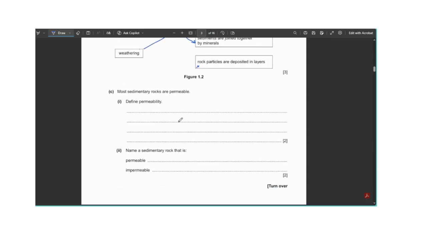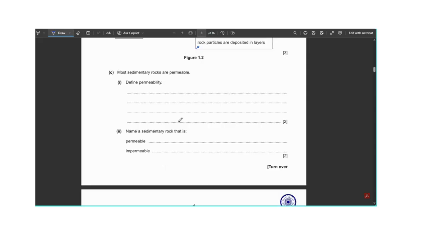Done. Now most sedimentary rocks are permeable. So what do you mean by permeability? They are asking for a direct definition, and it carries 2 marks, so we should have 2 marking points here. Permeability is the ability of water to pass through the rocks or soil.